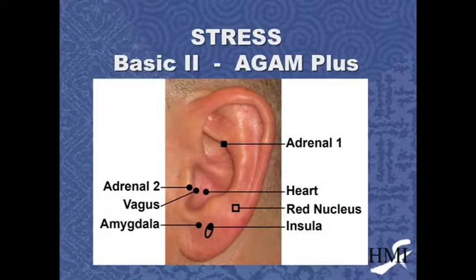Stress Basic 2. Stress Basic 2 is using a different starting formula, that is the AGAM. You know what that is, or you have access to that, to which we add adrenal 2 and, once again, the red nucleus. So that's Basic 2. Now, how do we do this?